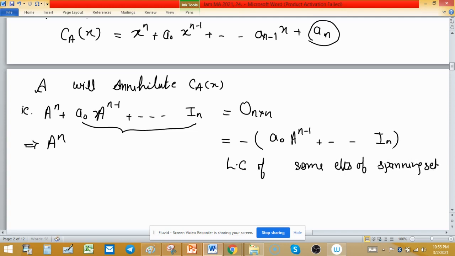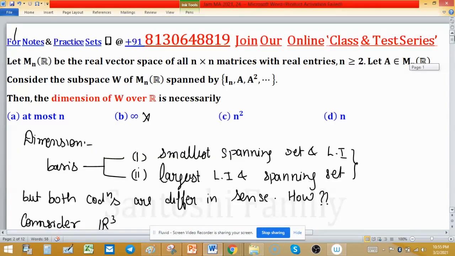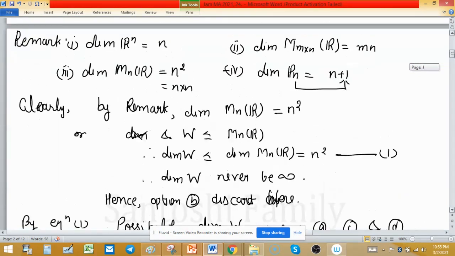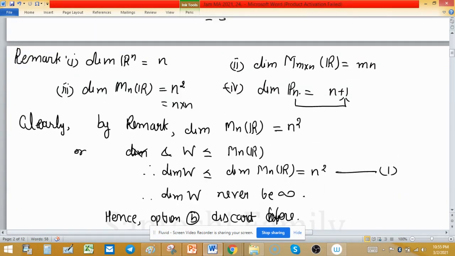Spanning set. What is a spanning set? A spanning set was the identity matrix, A square, and positive integral powers of A. So this is a linear combination of some elements of a spanning set, and for this, as I already mentioned in the first remark, the dimension of the polynomial is 1 exceed by remark 4.